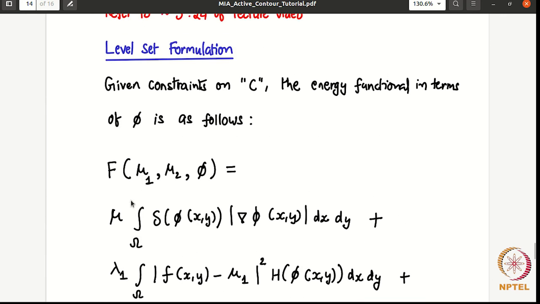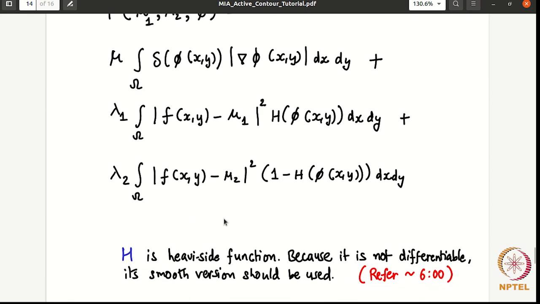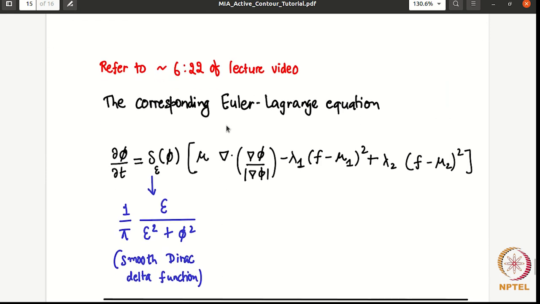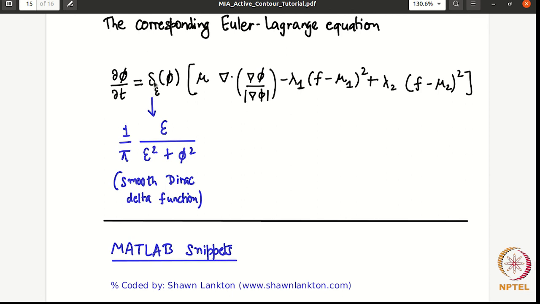Once we have this functional in terms of phi, we can again use the same Euler-Lagrange equation and find the gradient descent equation. This is what we get: del phi by del t is equal to this Dirac delta times this function. Again, because we want to use smooth functions, this Dirac delta function is smoothed with the help of this function, 1 upon pi times epsilon upon phi square plus epsilon square.